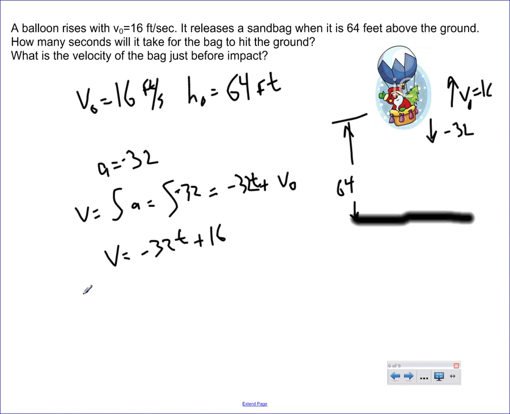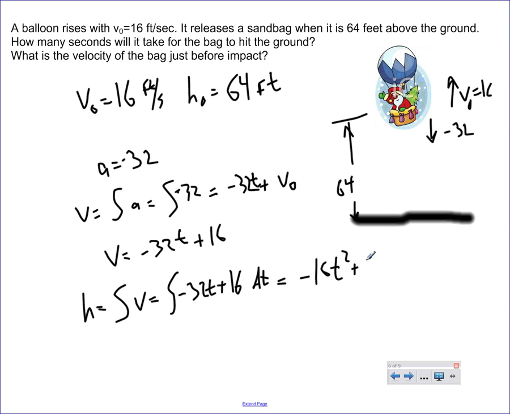We can also get our position function, which is the antiderivative of velocity. So it's the antiderivative of negative 32t plus 16 dt. Negative 32t squared over 2 is negative 16t squared, plus 16t, plus my initial height, and we know my initial height to be 64, so that's good news. A couple of things we need to figure out. How many seconds will it take for the bag to hit the ground? The bag is going to go with gravity, so we need to figure out when it's going to hit the ground.